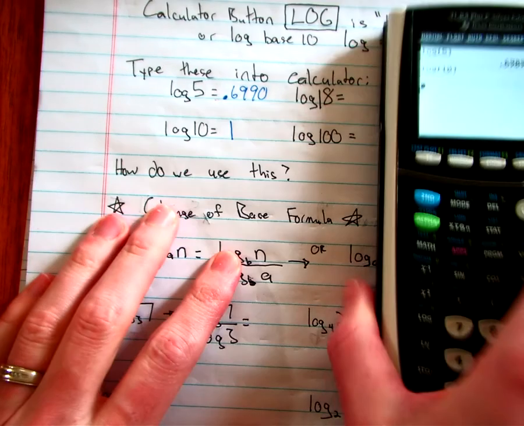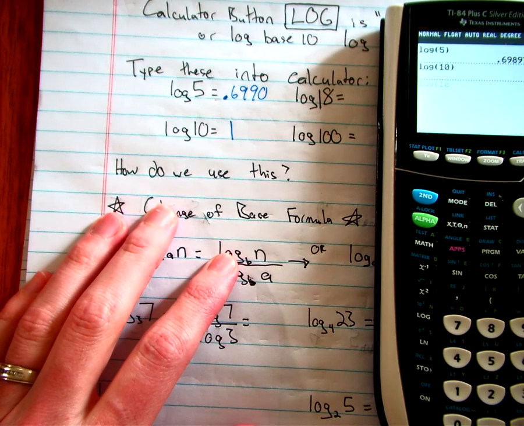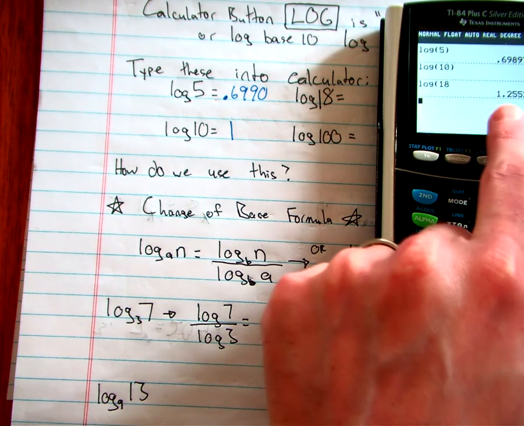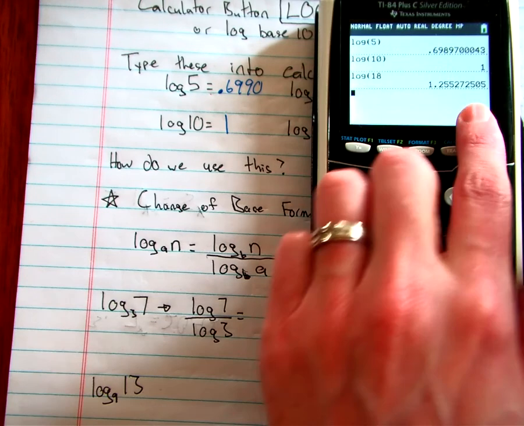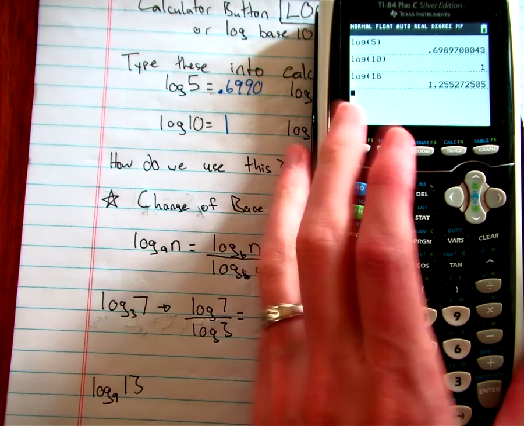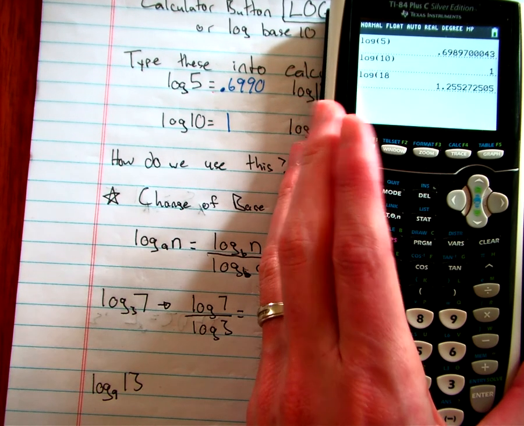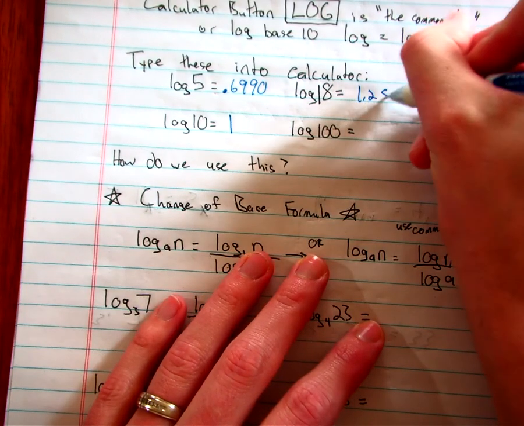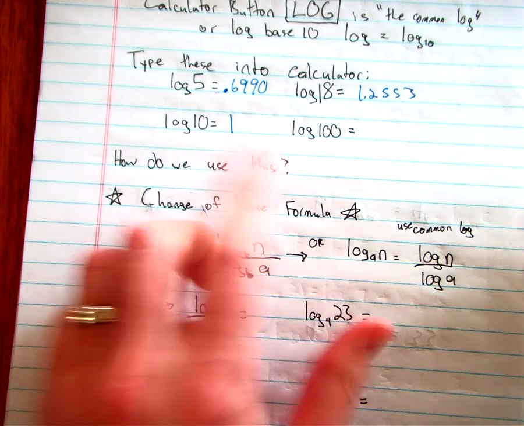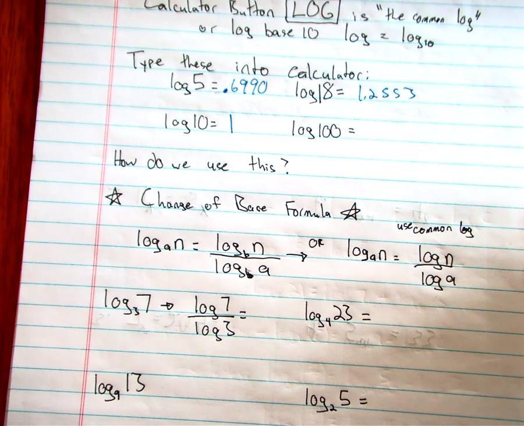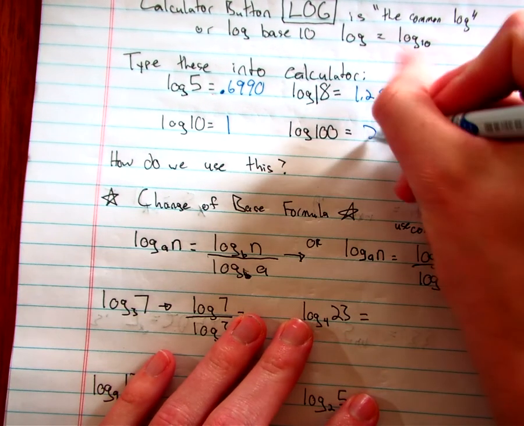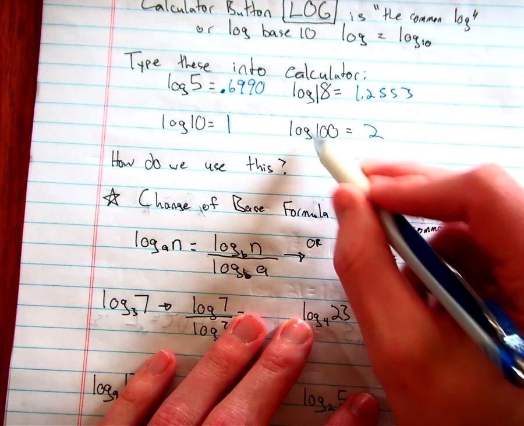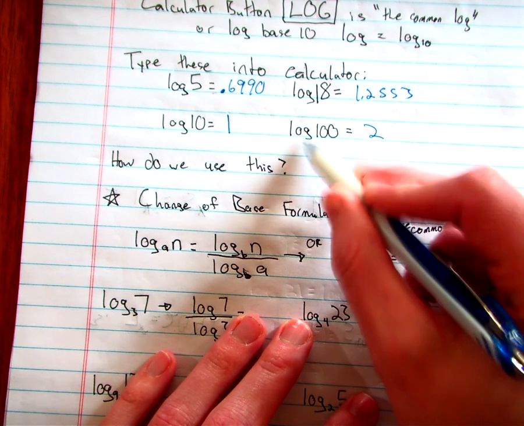Okay, so if we type in log of 18, 1.25527. If I round to 4 spots, the 7 is going to bump up the 4th spot, that 2, up to a 3, so 1.2553. And can you guess what log of 100 is? 2. Yep, 2 is the power of 10. Remember, common log is log base 10. That would give me 100.